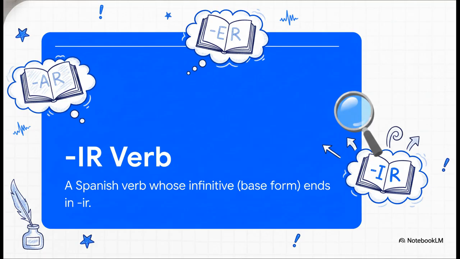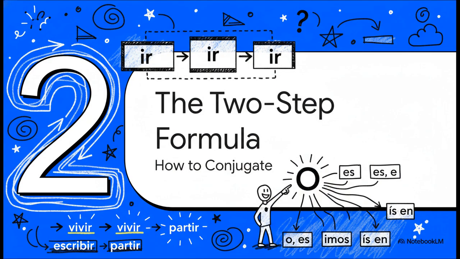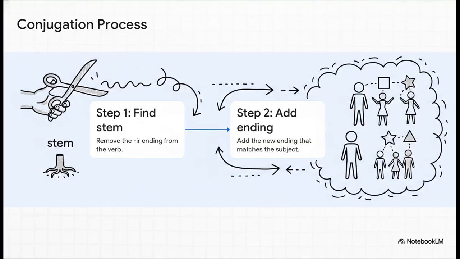And this is so important because in Spanish, every single verb belongs to one of just three families. You've got your AR verbs, your ER verbs, and your IR verbs. Today, we're conquering that third group. Now, here's the best part. You don't need to go memorize hundreds of different words. Nope. All you need is one super simple, repeatable process. I like to call it the two-step formula.